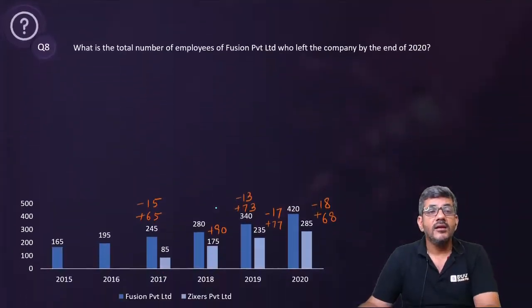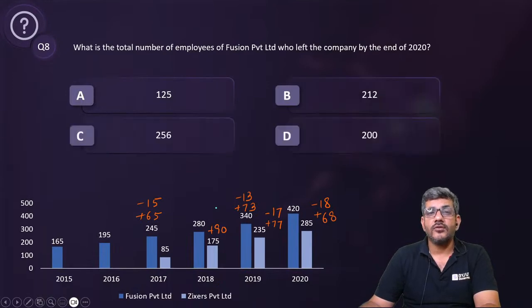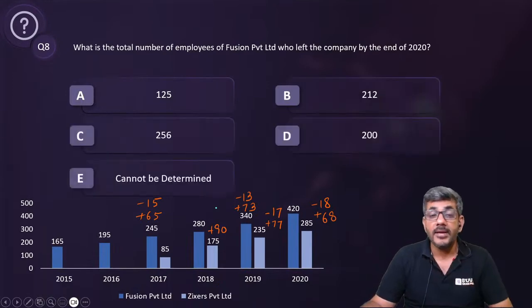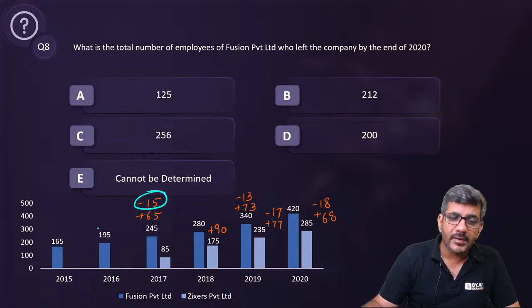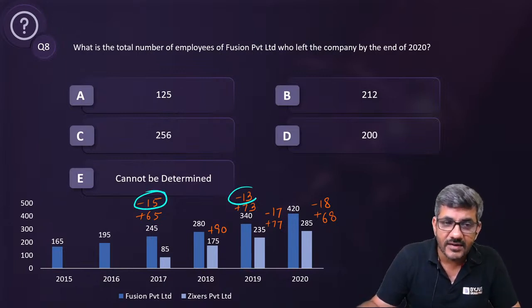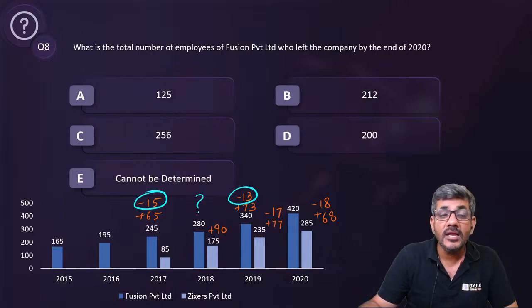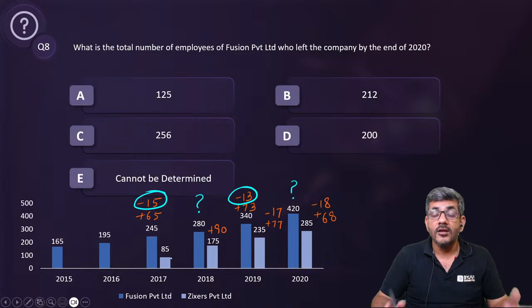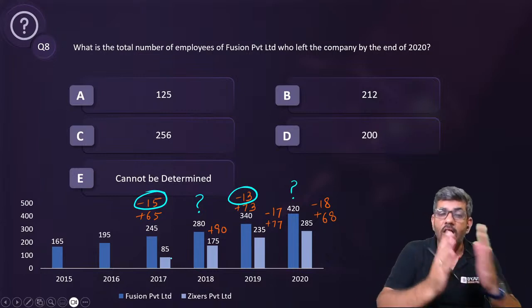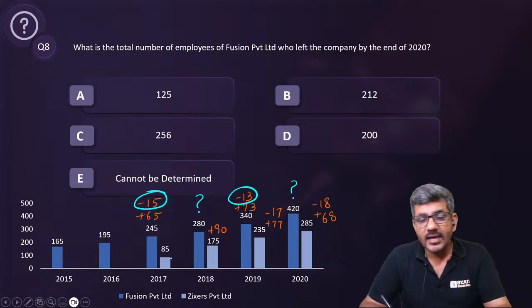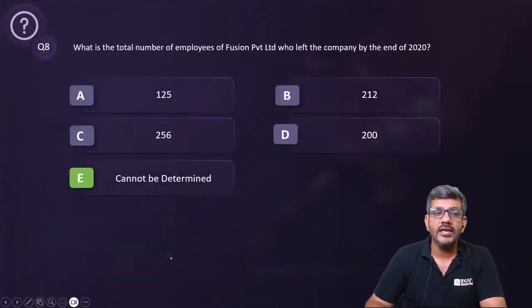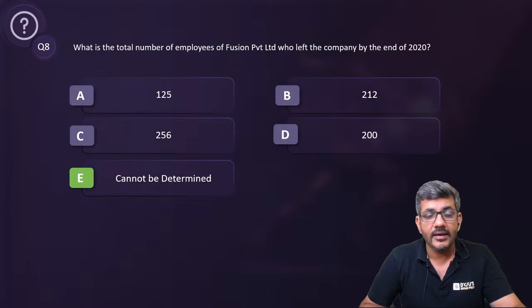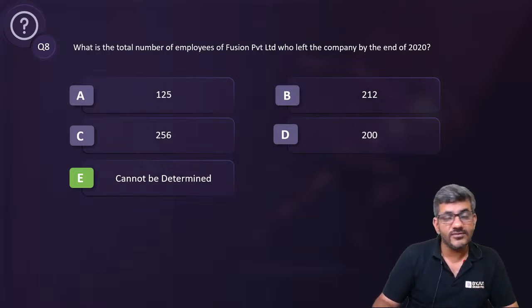And lastly, what is the total number of employees of Fusion Private Limited who left the company by 2020? For Fusion, I know that 15 people left in 2017, 13 left in 2019, but how many left in 2018? How many left in 2020? I do not know that. So by the end of 2020, how many people have left from Fusion cannot be determined. So my answer for this last question should be option E, that is cannot be determined. These are the 4 answers for this question.